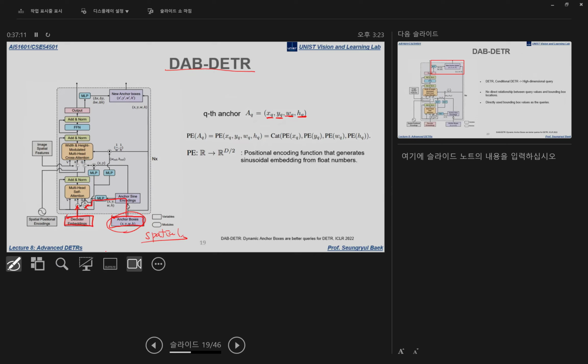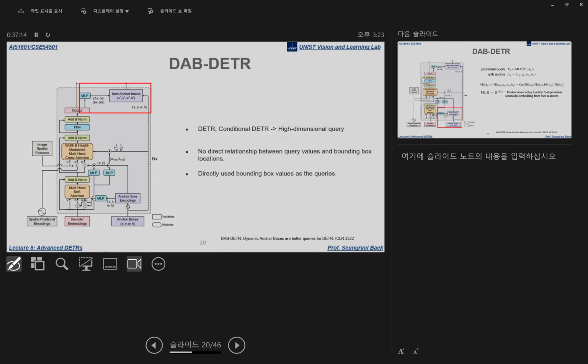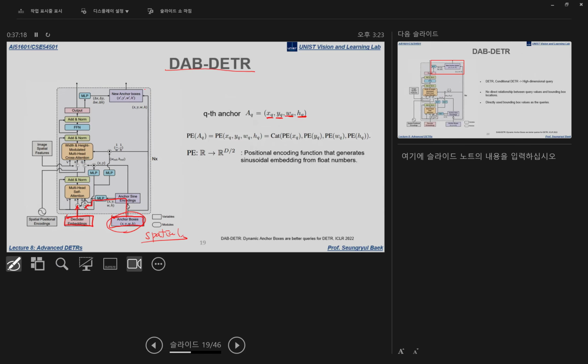Yeah, so the iterative decoders are iteratively composed. So they have multiple anchor boxes, and these anchor boxes are updated using the delta information estimated in the middle. Anyways, their motivation is that they want to use explicit bounding box information as the spatial query.